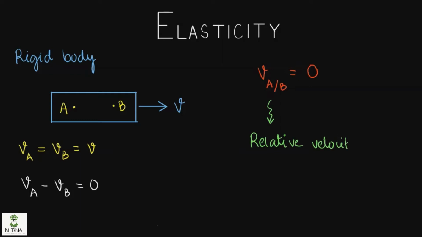So we have defined the special criteria for a rigid body, which means that if we consider any 2 points on a body and the relative velocity of those 2 points comes out to be equal to 0, then the body is a rigid one.